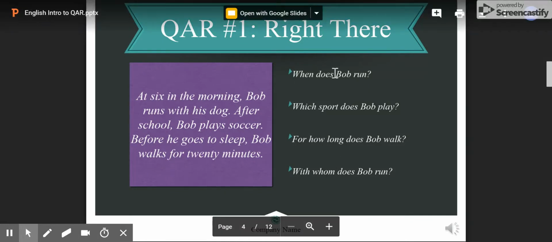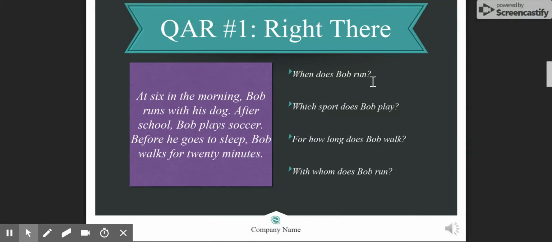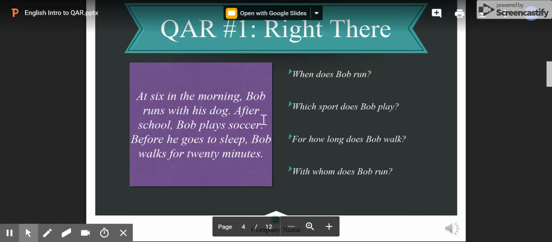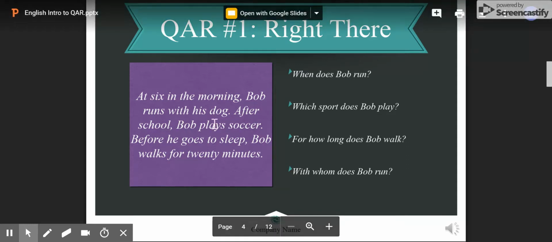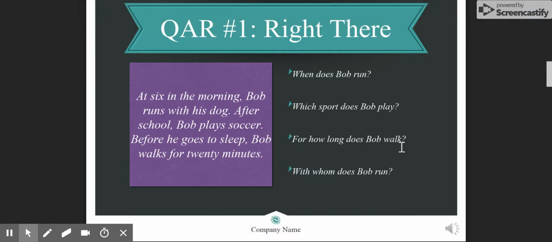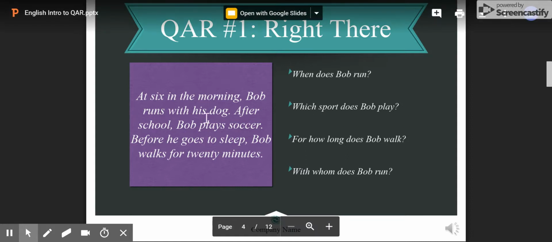When I'm looking at the 4 questions on the right, when does Bob run? I know that I can go directly back in the text and see very easily that he runs at 6 in the morning. It says it right there in the text. Which sport does Bob play? Well, he plays soccer. Again, it tells us right in the text that he plays soccer. For how long does Bob walk? At the end of the text, it says he walks for 20 minutes. And with whom does Bob run? Well, Bob runs with his dog. It tells us right here that he runs with his dog.